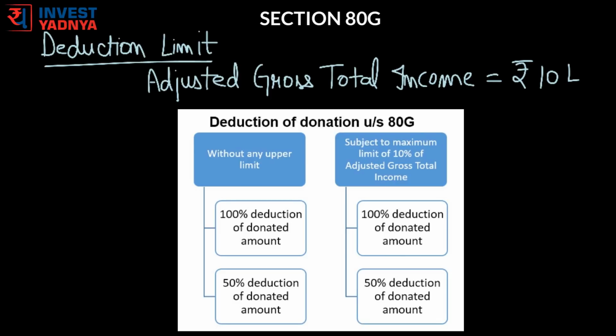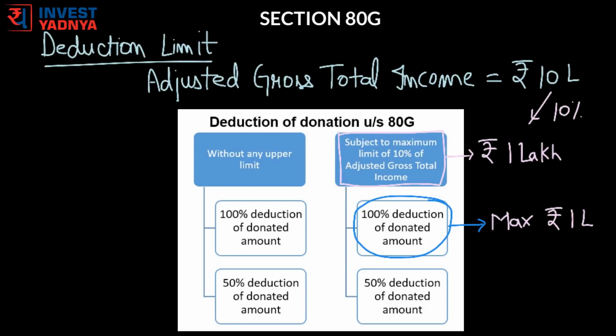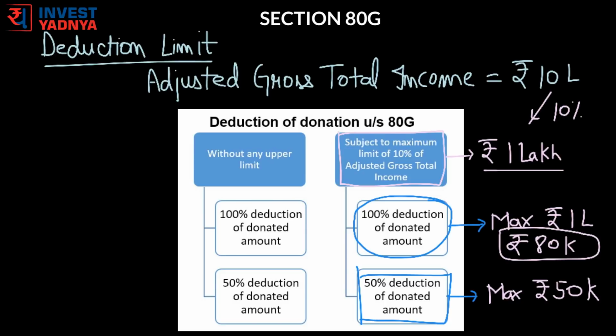So if your adjusted gross total income is suppose rupees 10 lakhs, then this category here will have an upper limit of rupees 1 lakh, that is 10% of this 10 lakh. So even if you donate more than rupees 1 lakh, here you will get a maximum of 1 lakh deduction and a maximum of rupees 50,000 deduction in this case. But if you donate only rupees 80,000, then here you will get a deduction of the complete 80,000, and here you will get a deduction of rupees 40,000.